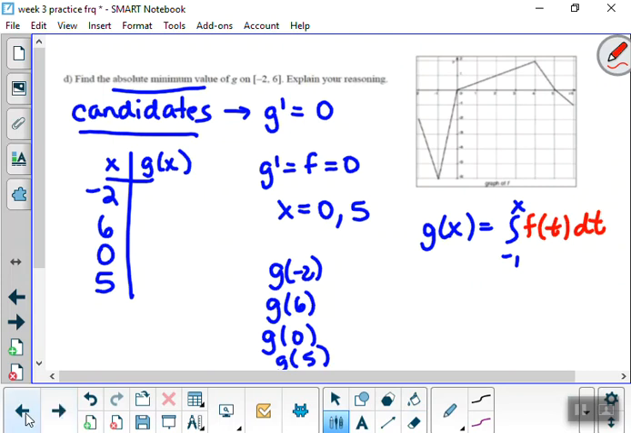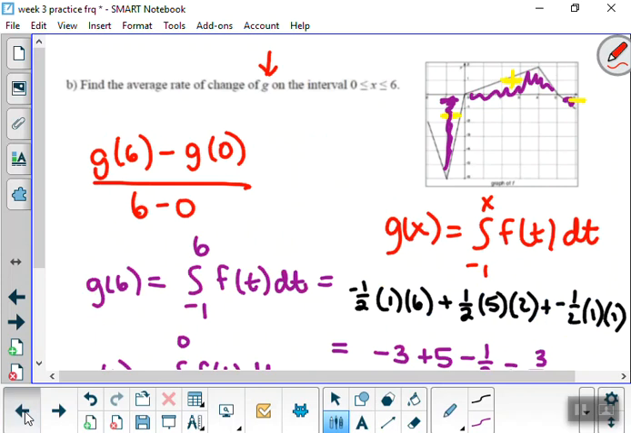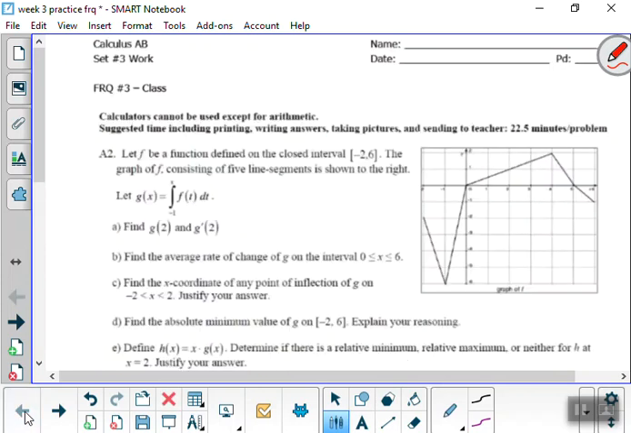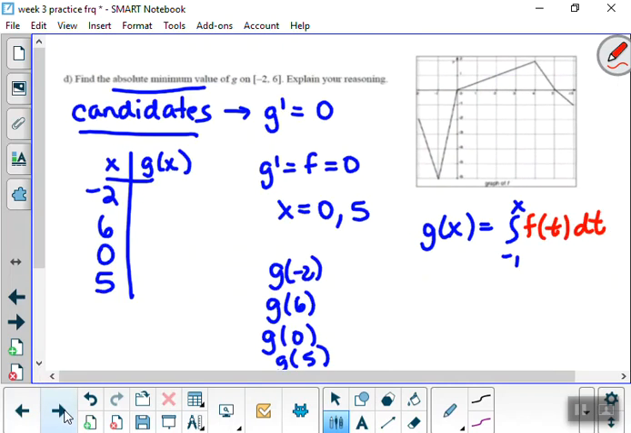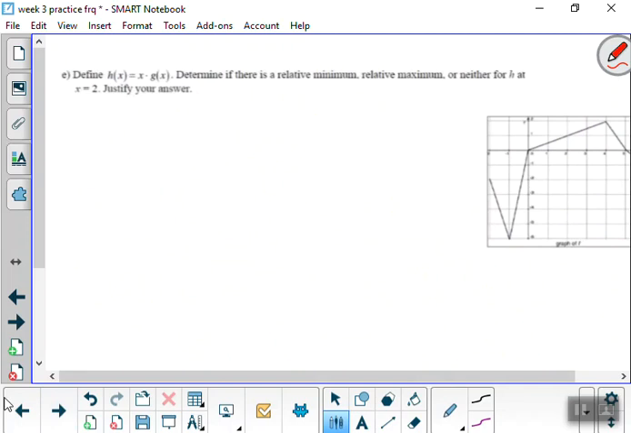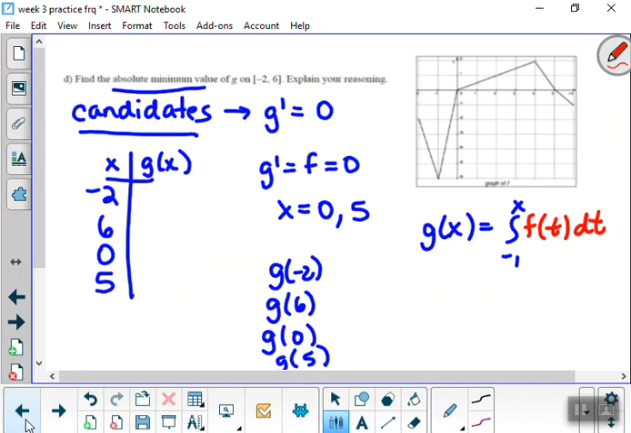Let me see, were we told anything else? Let me go back to the stem for a minute. No, we weren't given anything. Okay. Let's go back.